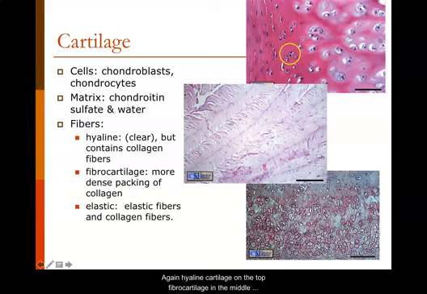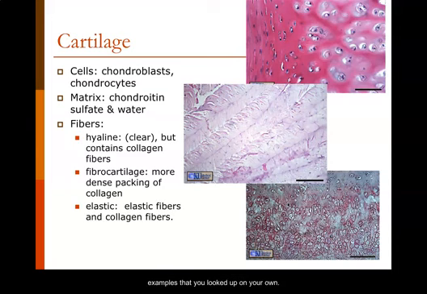Again, hyaline cartilage on the top, fibrocartilage in the middle, and elastic cartilage on the bottom. And you will want to make sure that you go back to the histology hit list for connective tissue and just make sure that you're noticing these unique characteristics of all three cartilage types in the examples that were given, as well as any sort of examples that you looked up on your own.